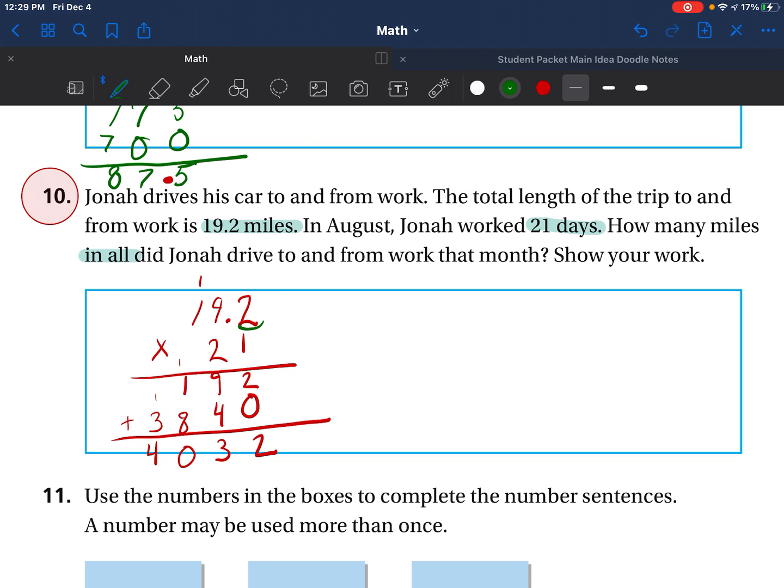And now I place my decimal. I only have 1 place, so I put it 1 place in. So he drives a total of 403.2 miles.